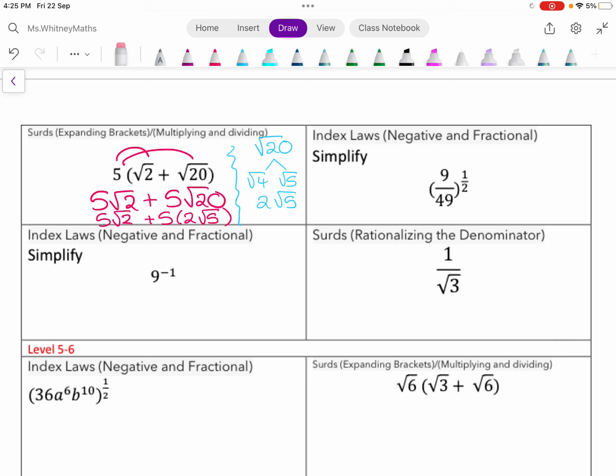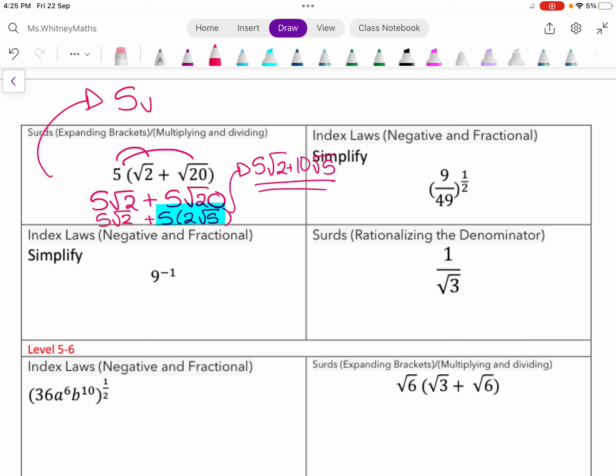Okay, now I'm just going to erase this section. This is going to turn into 5 root 2. Now let's look here. What's going to happen here? This is going to become 10 root 5. That is our final answer. So I'm just going to write it up here so it's clear. 5 root 2 plus 10 root 5. Need a little bit more space.